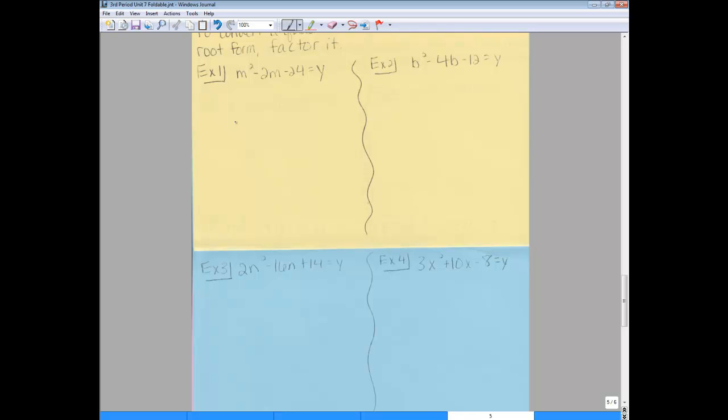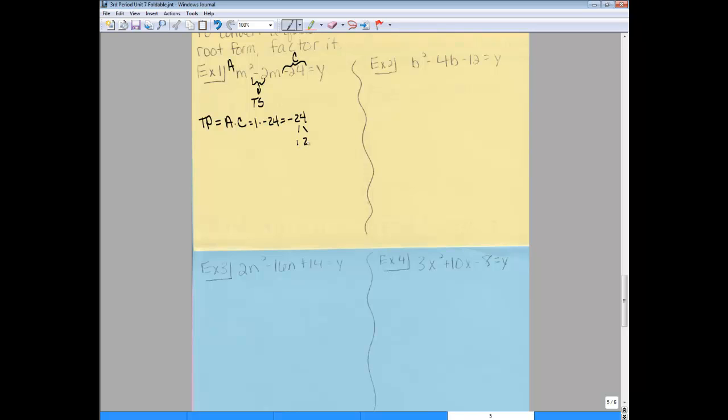So remember, that was the target product, the target sum, and then the box method. Remember that your B is always your target sum, so we're trying to add to get -2. Your target product is always your A times your C. There is no A, well, it's 1, and your C is -24. So it's 1 times -24, which is just -24. So we need to think of factors of -24.